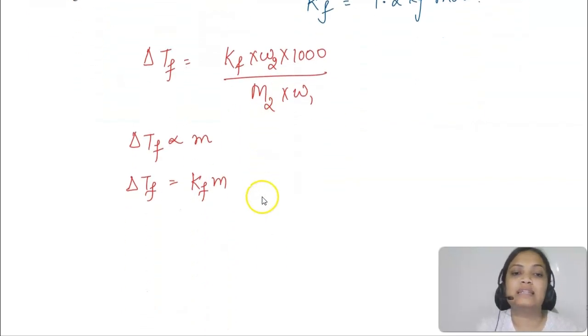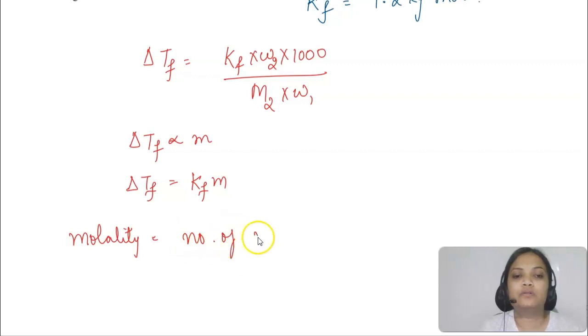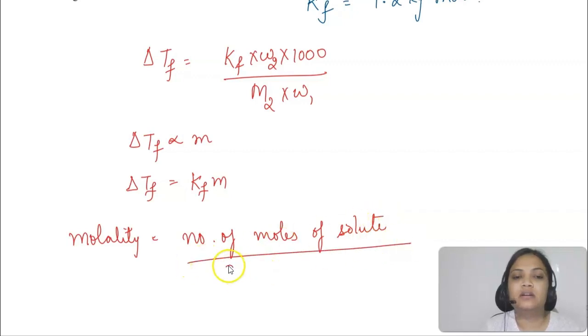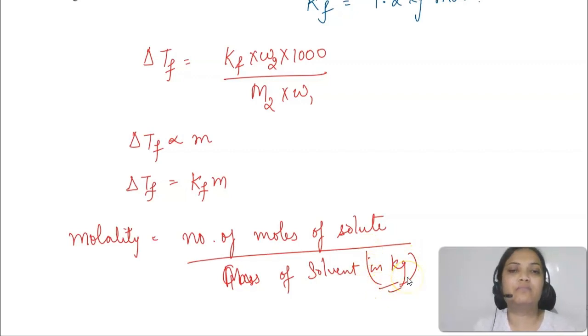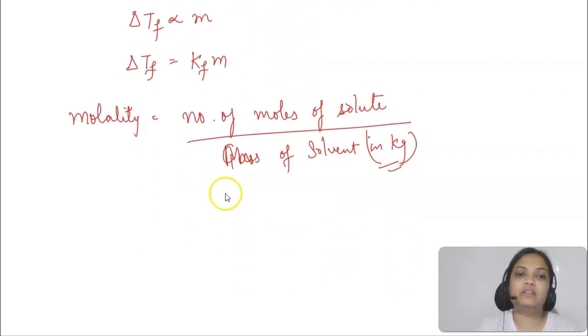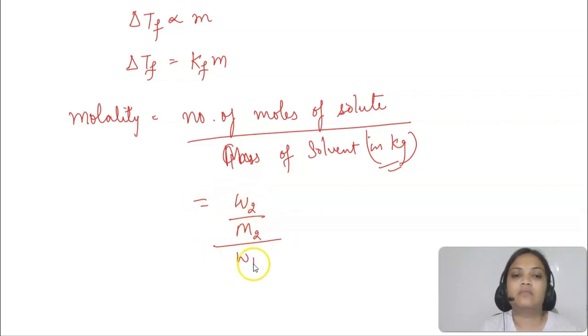Now what is molality? Molality is equal to the number of moles of solute present in a given mass of solvent, where the mass of solvent is in kilograms. Number of moles of solute means the given mass of solute upon molar mass, and mass of solvent in kg.